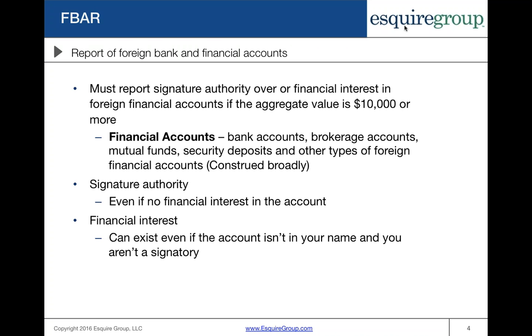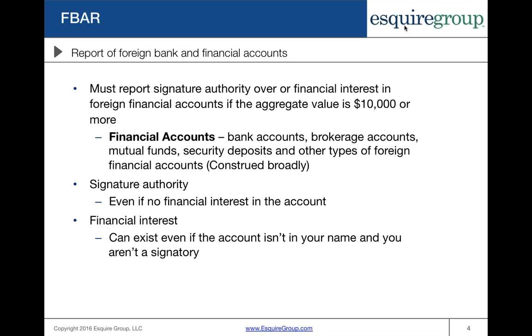So the filing threshold is $10,000 or more. There's a very common misconception that this $10,000 threshold is per account. So, for example, that if you had two accounts with $9,000 in them, you don't have to file an FBAR because both accounts are under $10,000. That is not the case. It is an aggregate value.